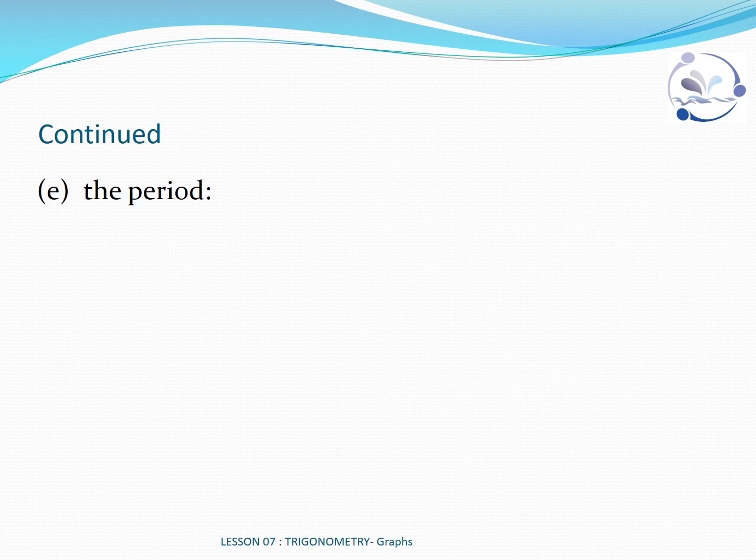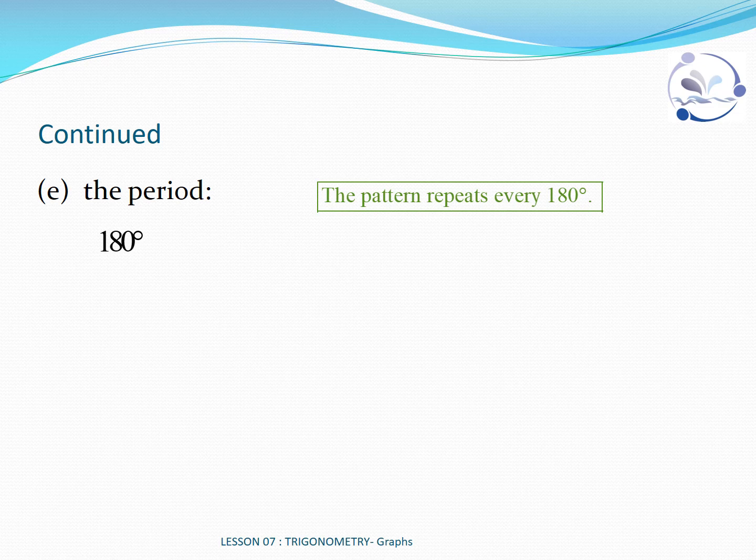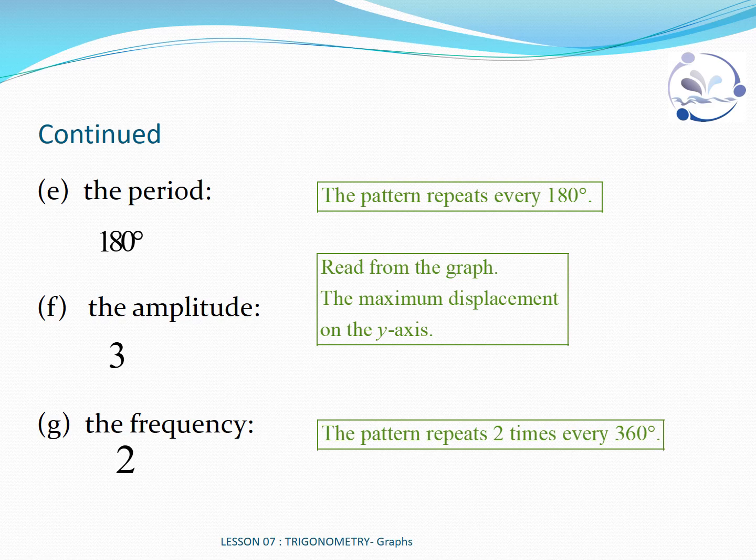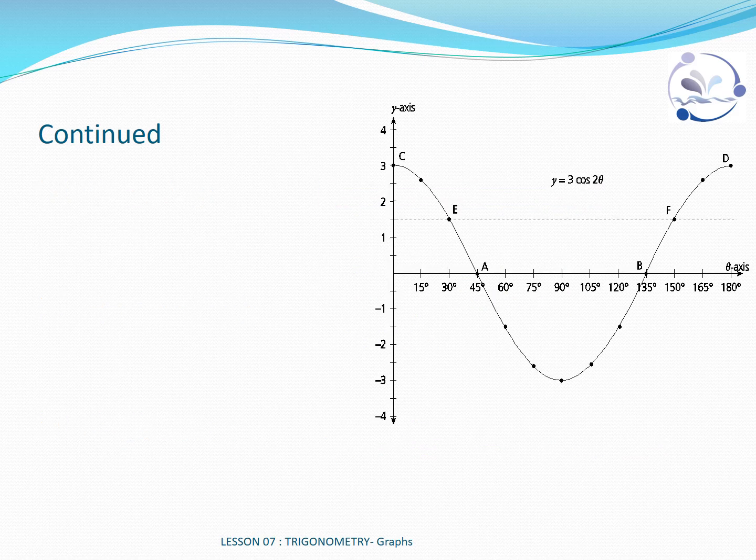All right, when we speak of the period, we said the period was 180, isn't it? So the pattern repeats itself every 180 degrees. That's the period. Amplitude is how high. We said it's 3. Okay, we've seen it from the graph. I will try and put a slide with the whole information again. The frequency, we said the pattern repeats twice within 360 degrees. Okay, there is the slide.